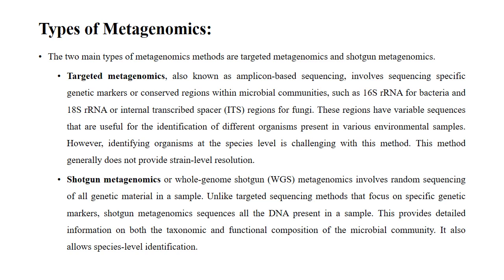Shotgun metagenomics, or whole genome shotgun metagenomics, involves random sequencing of all genetic material in the sample. Unlike the previous method, it focuses on sequencing all the DNA present in the sample. This provides detailed information on both the taxonomic and functional composition of the microbial community. It also allows species level identification.